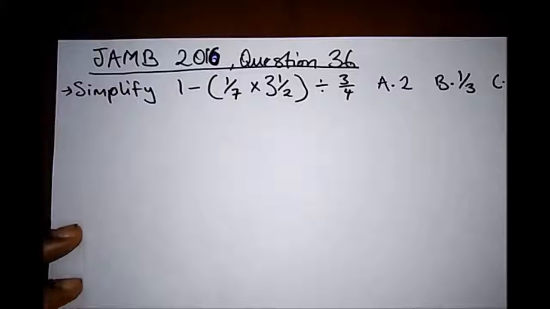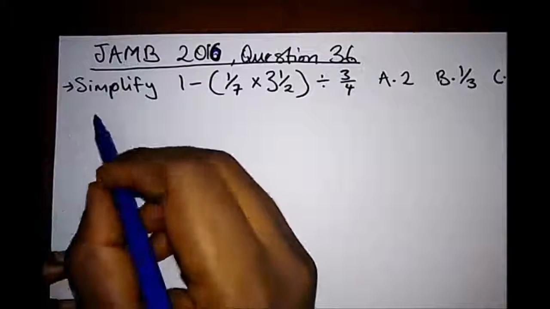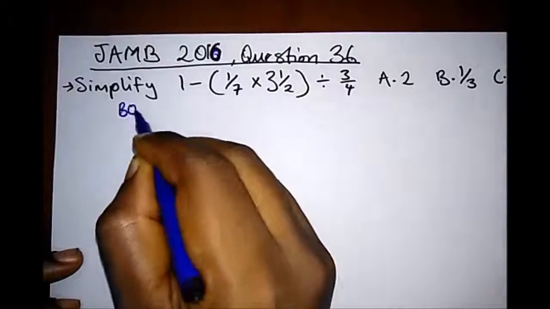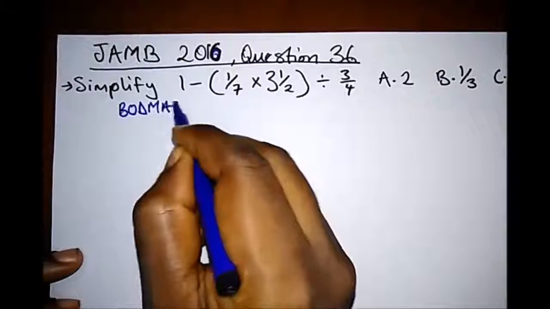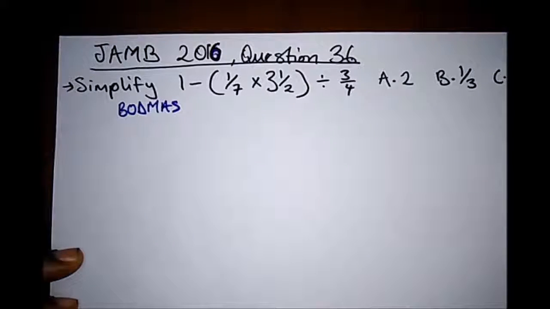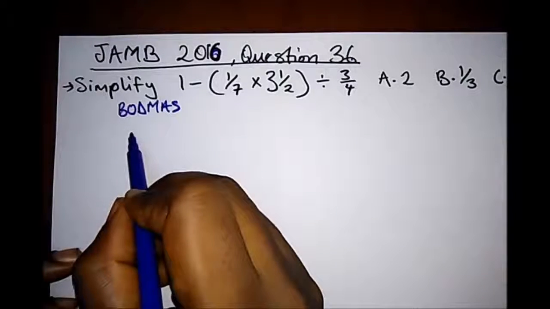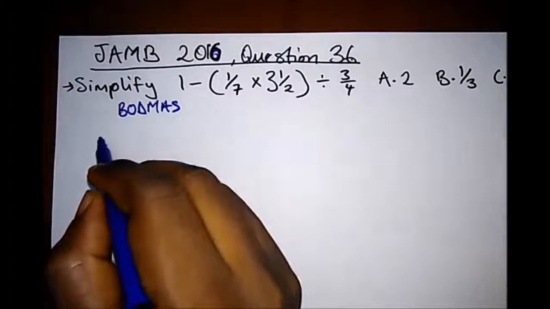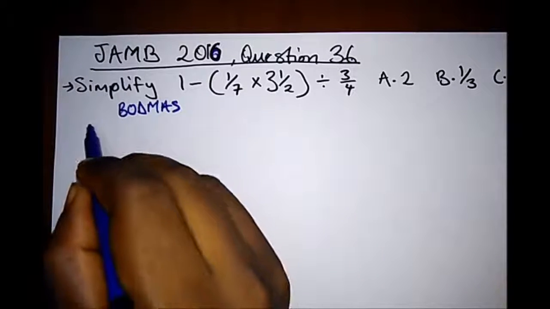Question 36 says simplify 1 minus bracket 1 over 7 multiplied by 3 and 1 over 2 bracket close, divided by 3 over 4. So how do we do this? Remember what we learned from our first video called BODMAS. It's always good to pen this down on your rough note. From BODMAS, we have to start with the bracket first of all, so we would solve what's in the bracket.